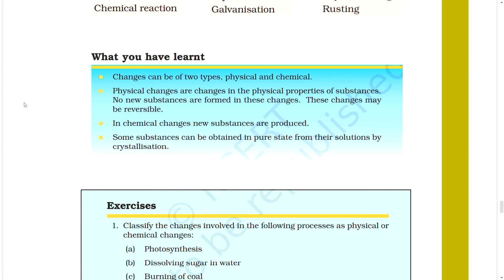What you have learned: changes can be of two types, physical and chemical. Physical changes are changes in the physical properties of substances. No new substances are formed in these changes. These changes may be reversible. In chemical changes, new substances are produced. Some substances can be obtained in pure state from their solution by crystallization.